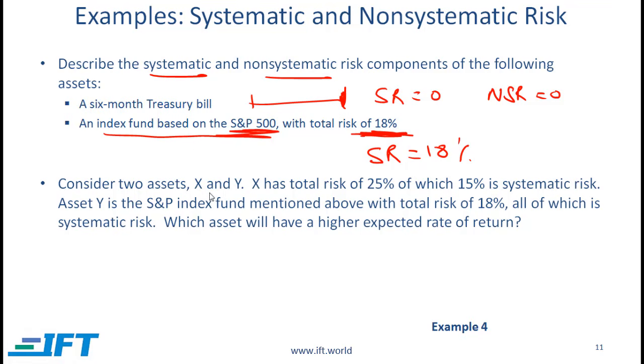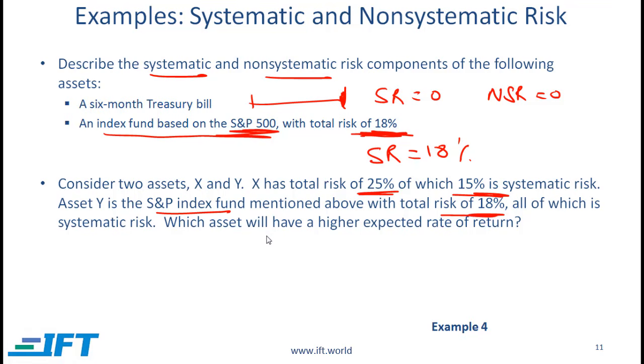Consider two assets X and Y. X has total risk of 25%, of which 15% is systematic risk. Asset Y is the S&P index, which we talked about over here. The total risk is 18%. All of this 18% is systematic risk. Which asset will have a higher expected rate of return?